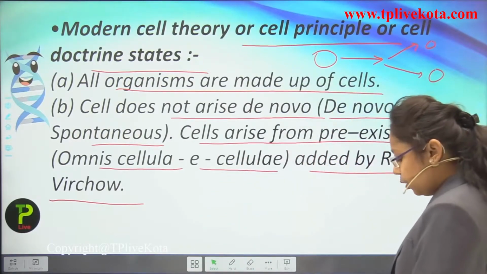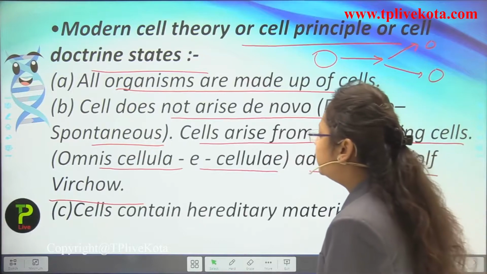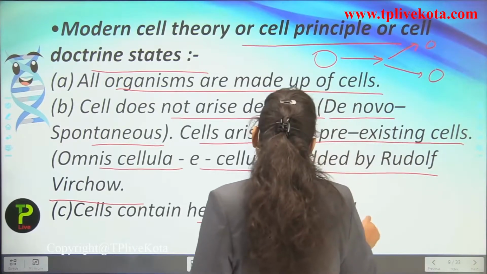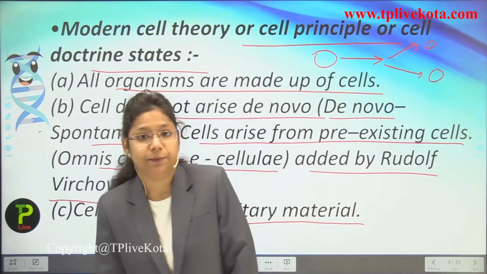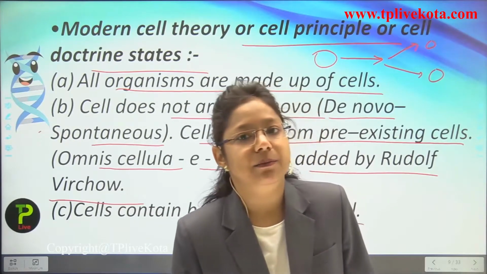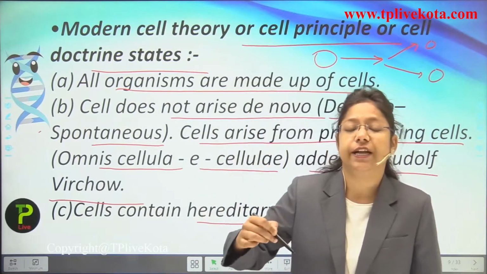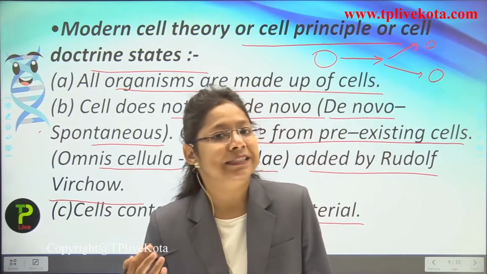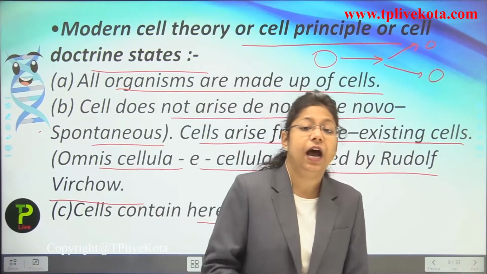Okay, now the next part, cells contain hereditary material. You can see here is a picture of DNA. The hereditary material, that is DNA, deoxyribonucleic acid. It is the hereditary material which is contained in a cell.